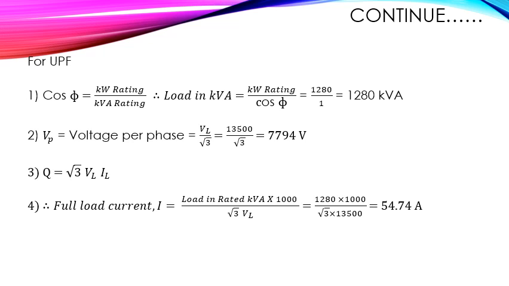Now the second condition is we have to determine the regulation for unity power factor. Using the same equations, for unity power factor we can calculate the load in kVA by taking the ratio of load in kilowatt to cos phi. So 1280 divided by 1 is equal to 1280 kVA. Then the phase voltage will remain the same, that is 13,500 divided by root 3, which is 7794 volts. Then to determine the full load current, take the calculated load in kVA multiplied by 1000 and divided by root 3 VL. Then we get the full load current as 54.74 amperes.